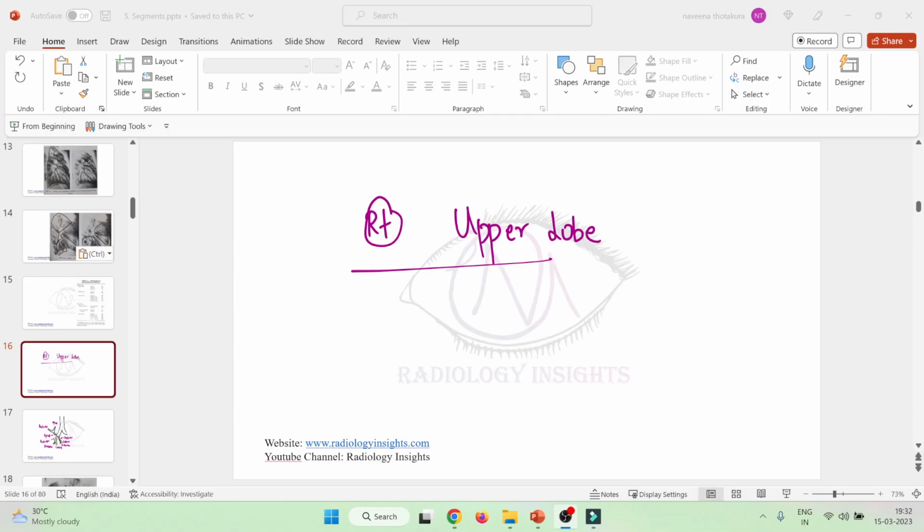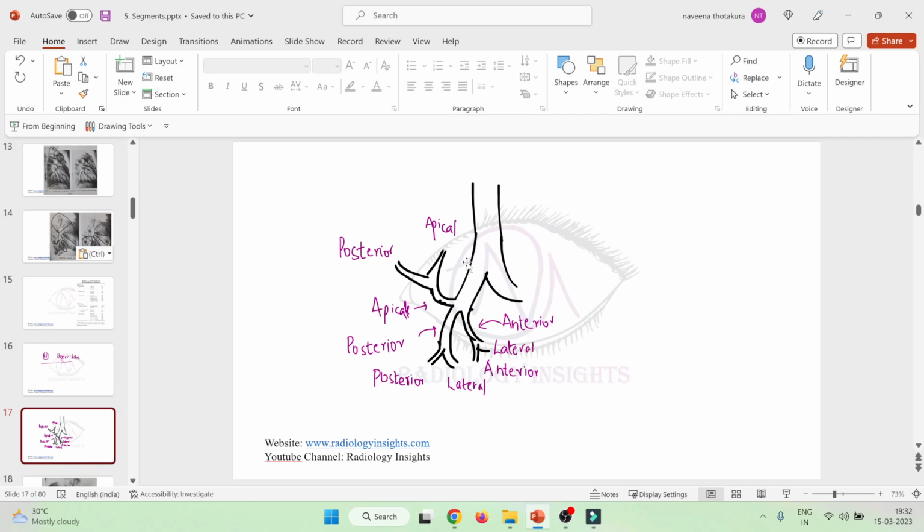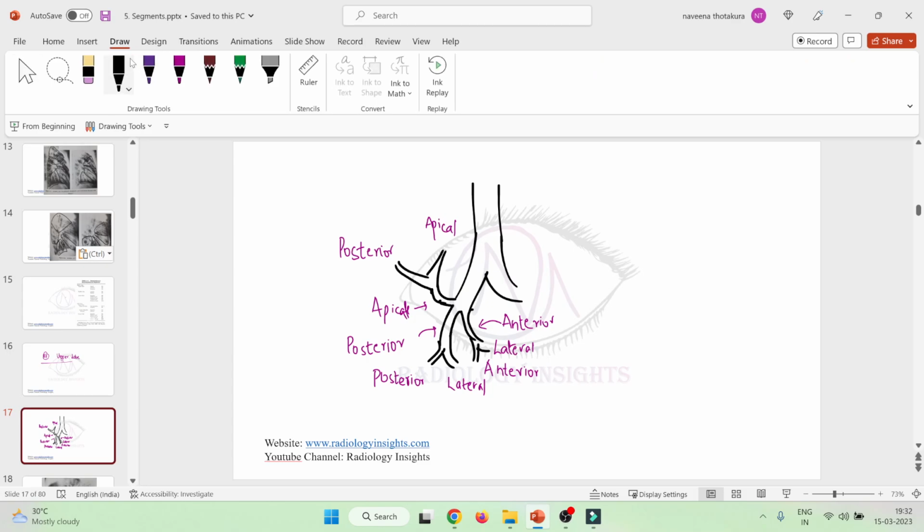Hello friends, let us now learn some important points about the right upper lobe bronchus. Okay, first, this is the right lung. This is the trachea. In the trachea we have the left lung and the right lung. The right lung is divided into the right upper lobe bronchus and the right lower lobe bronchus. So first we will see the right upper lobe bronchus.